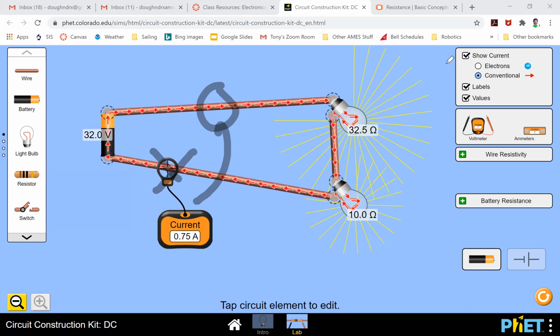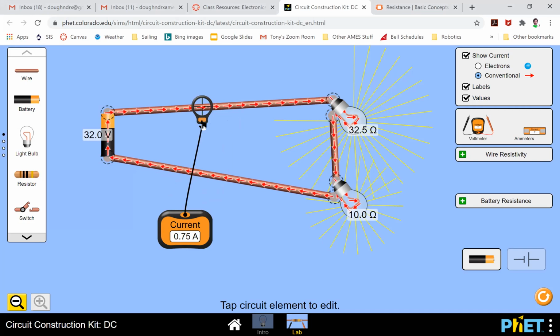And just in case you don't believe me, let's go see. Down at the lower end, we have 0.75. Now we go up, yep, sure enough. And it turns out it doesn't matter where we measure the current here. If we've only got one loop, if we've only got one branch in our circuit, I can measure it anywhere I want. It's going to be 0.75.